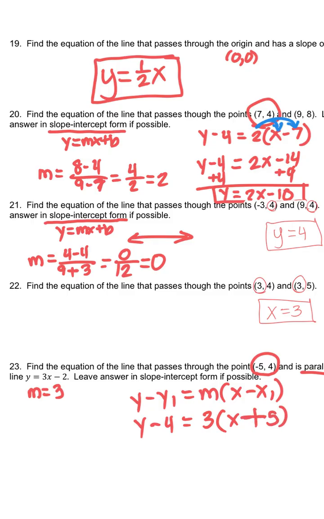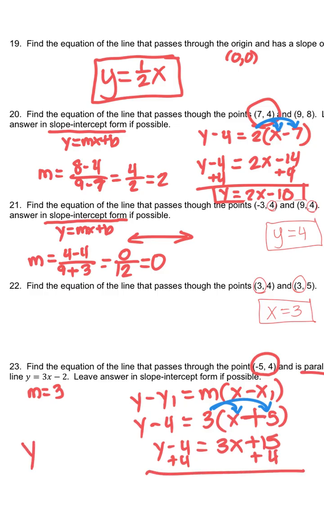That's x plus 5. And they want it in slope-intercept form, so we have to distribute this 3 across right there. So now I have y minus 4 equals 3x plus 15. Add 4 to both sides. And now I have y equals 3x plus 19, and that is my answer.